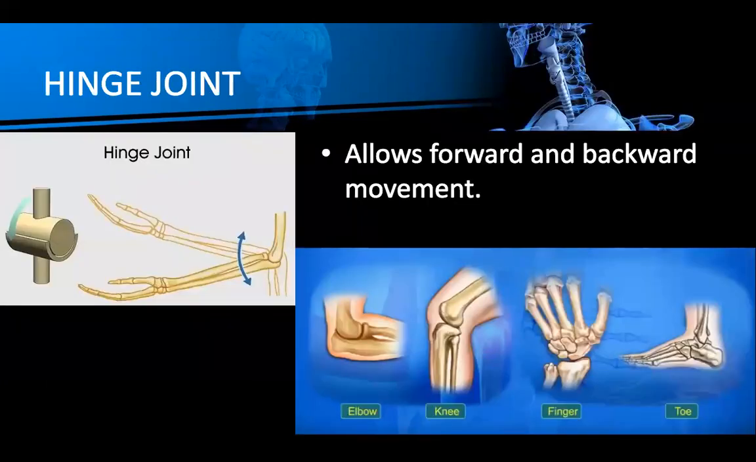This joint allows us to swing our arms in all directions. Hinge joint. Hinge joint works much like a hinge of the door or a window. It allows movement only in one direction. This type of joint is found at the elbow, knee, fingers, and toes.